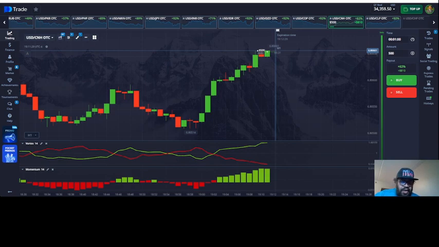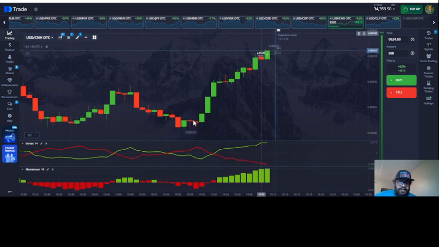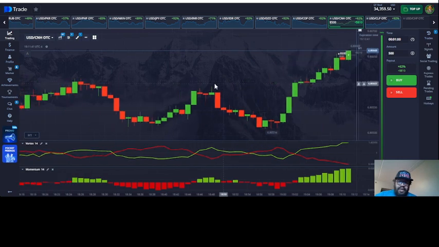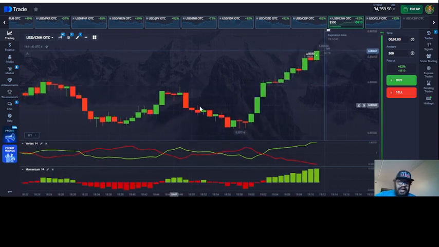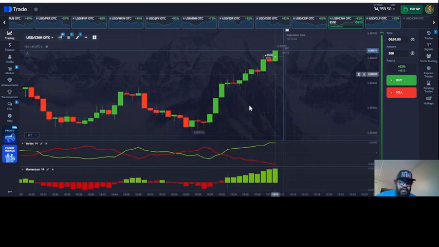Okay, so I'm on the USD CNH OTC pair, and I just took a buy trade here. The reason I took the buy trade is, first, if you look at the price action, there's currently a bullish trend occurring here. It was consolidating here, but now it appears to be beginning a bullish trend. Secondly, we have the divergence of the vortex lines here on the indicator.